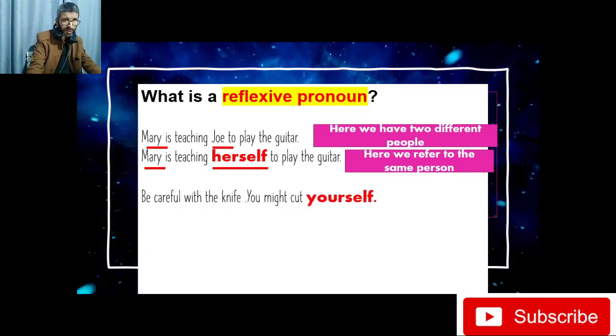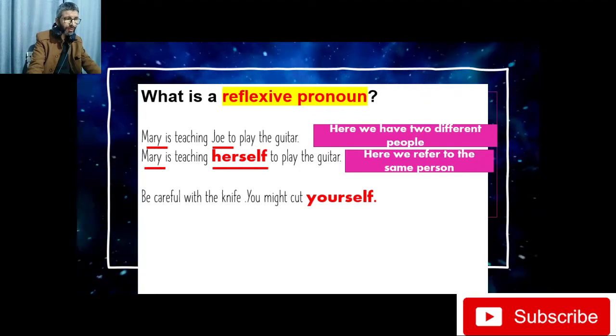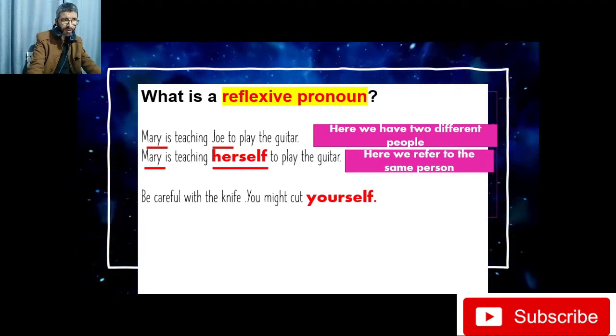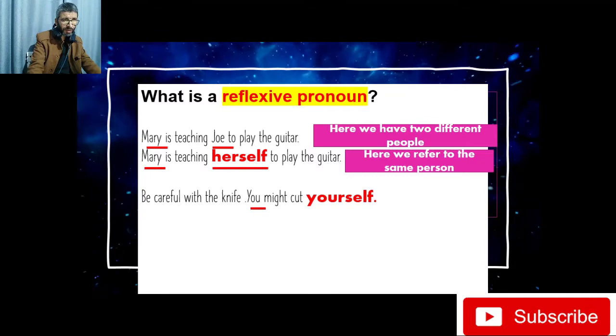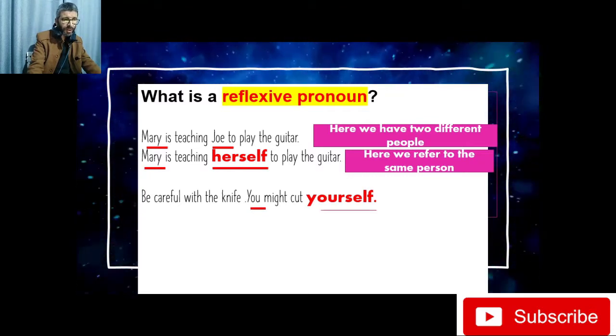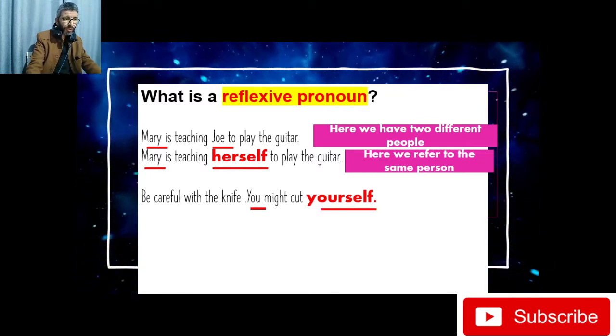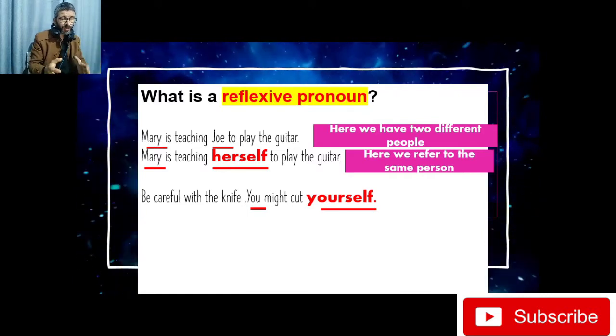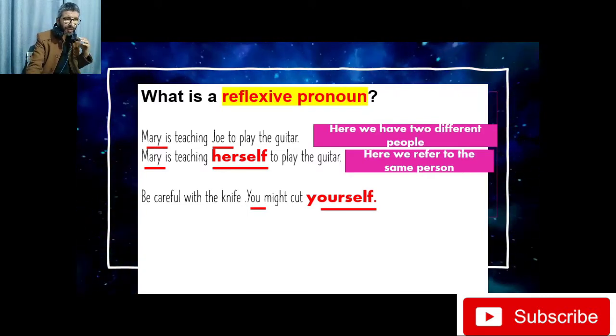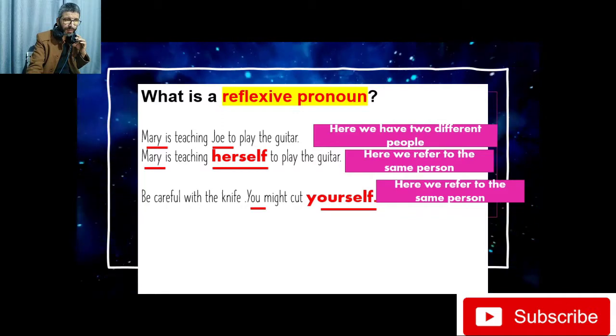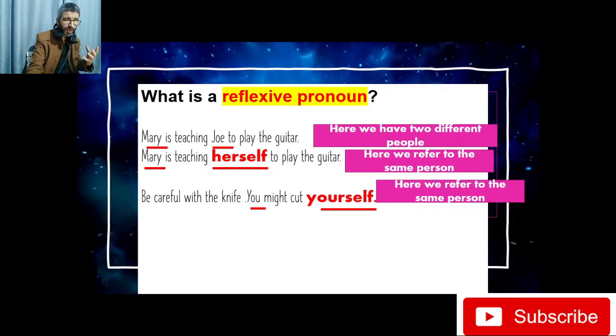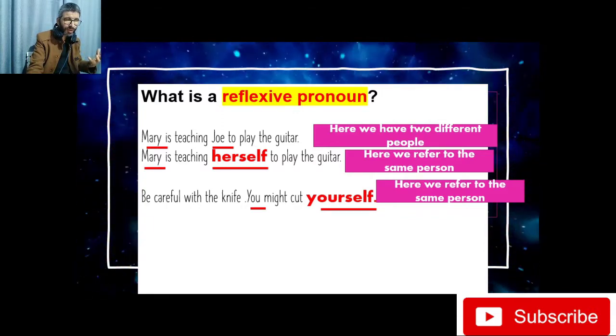Now another example. Be careful with the knife. You might cut yourself. So here the subject is you and the object is yourself. So "you might cut you." Here we have again the same person, and so we use the reflexive pronoun yourself.